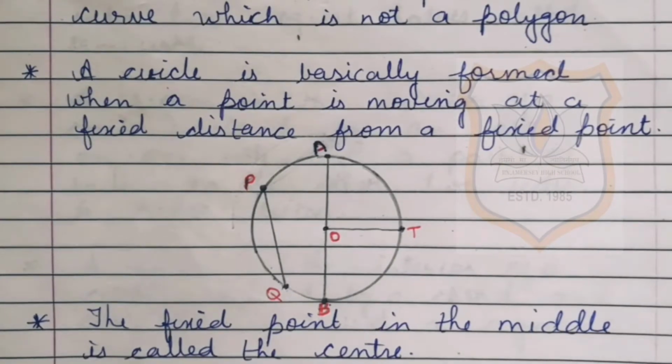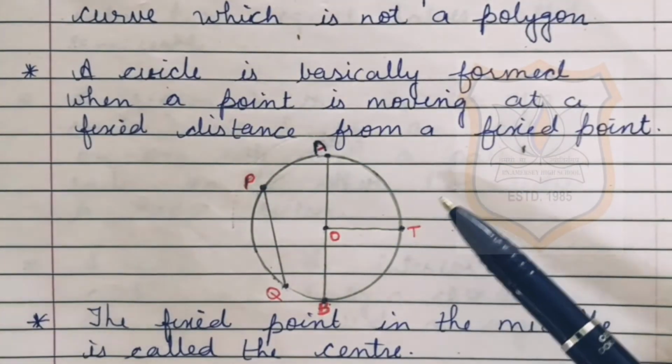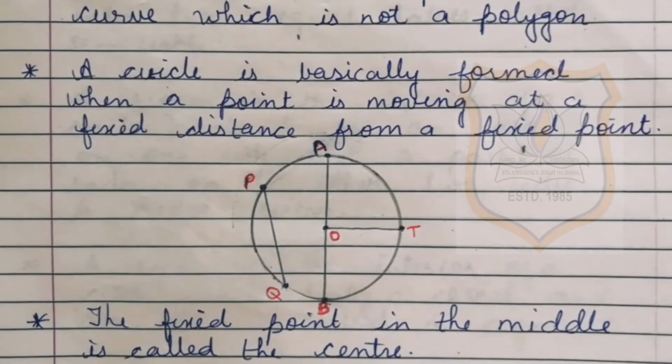Now a circle is basically formed when a point is moving at a fixed distance from a fixed point. Students, a circle is made up of all the points which are equidistant from a fixed point. These are all the points from which the circle is made up of, which are equidistant from the fixed point. The fixed point is called the center of the circle.